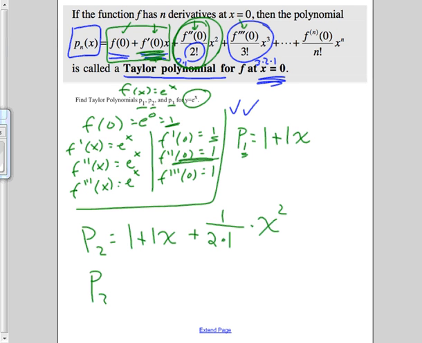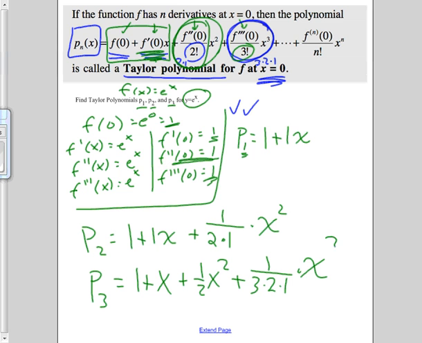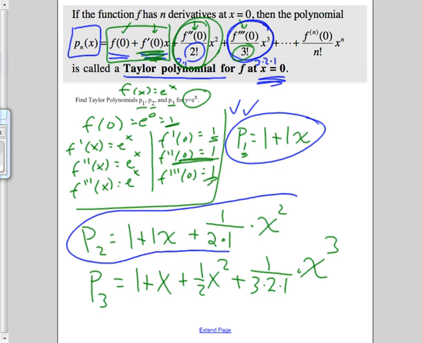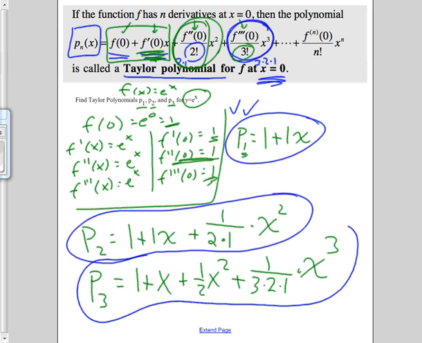Of degree 3, we're going to have all of this that we had already. But then we're going to add our third degree. We're going to add our cubic to it. So we're going to add this piece. We have f triple prime of 0, which we've already calculated. It's 1. So plus 1 over 3 factorial. 3 factorial is 3 times 2 times 1, times x cubed. And now we've got our 3 Taylor polynomials: one of degree 1, one of degree 2, and our last one of degree 3.